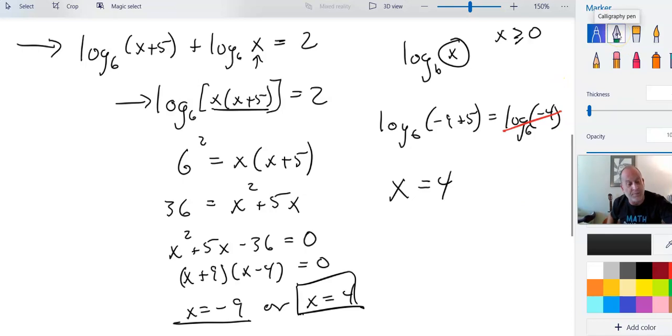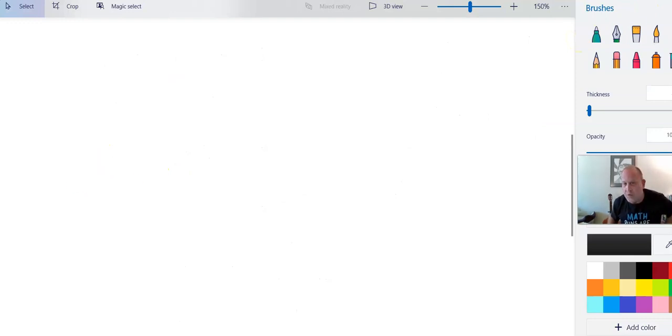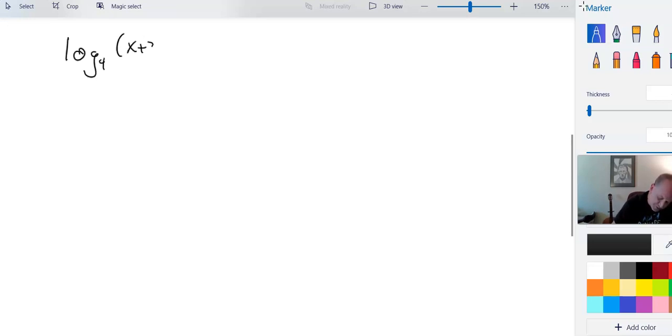Okay, so let's take a look at another one. And remember, when you're doing these, it's just a matter of trying to get it down to one log, right? If you can get one log on both sides or one log on one side, that's usually where you're headed. Okay, so let's look at this. Let's say we have log base 4 of x plus 2 minus log base 4 of x minus 1 equals 1. Okay, so let's go ahead and play with this here.